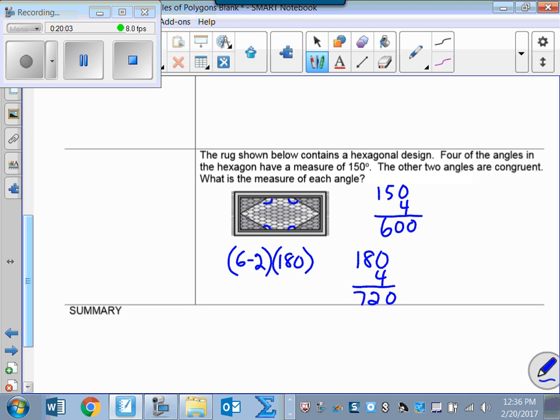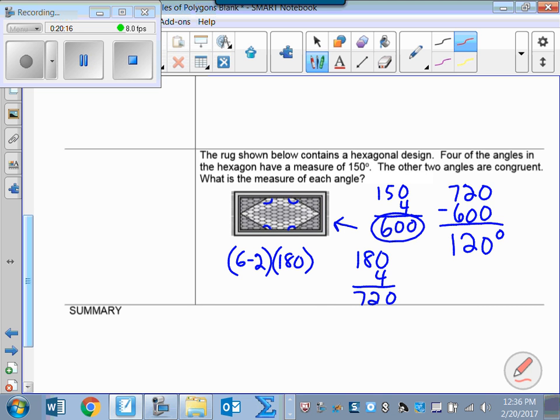So if I already have 600 degrees accounted for in those 4 angles that are marked, I've got 120 degrees left. And I've got to split that between these 2 angles. So when I divide that by 2, I'm going to get 60 degrees each for those angles. All right, I'm going to pause now, go back and fill in the other answers that I asked you to work on, and so you come back and check your work.